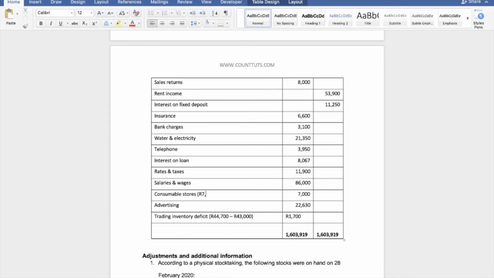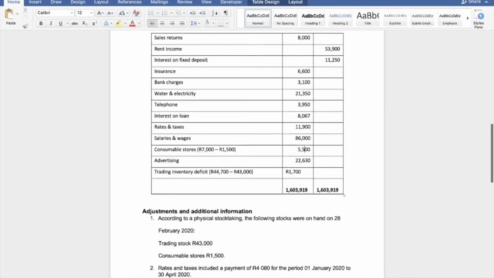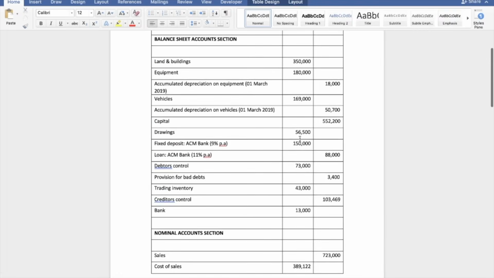You take 7,000 Rand. But since we have something left over, then it reduces how much we expense as consumable stores. So we deduct the one which we have according to physical stock taking, the 1,500 Rand. And we are left with 5,500 Rand, and that's how much should be sitting here, 5,500 Rand. Now we go back up to our balance sheet account section, and we will add here consumable stores on hand. And what is that? That is now an asset because it's remaining in the business. It's not an expense we incurred during this financial period.